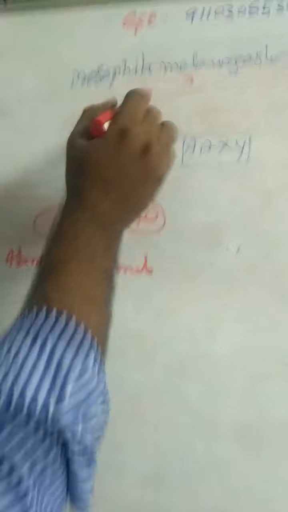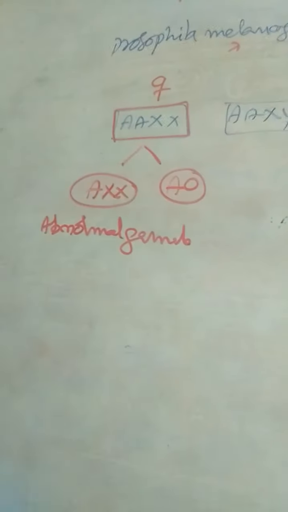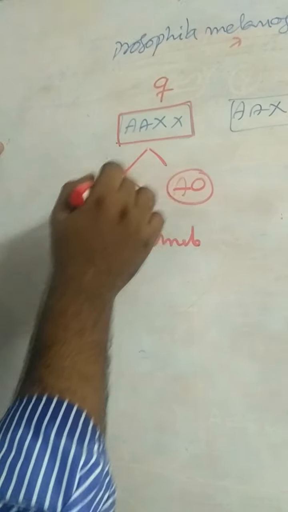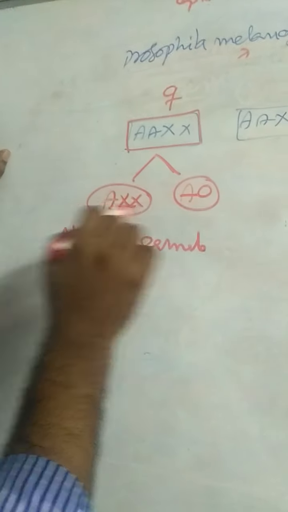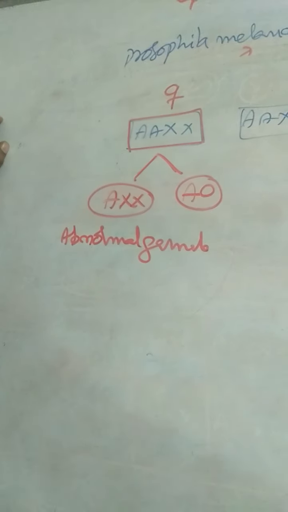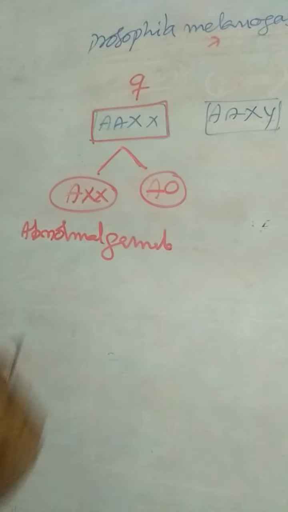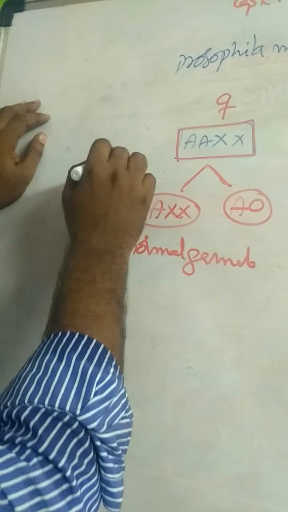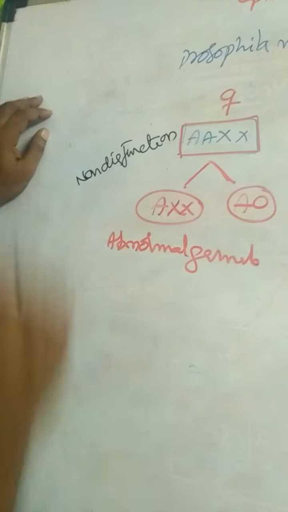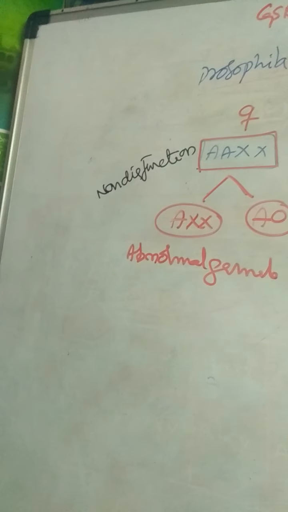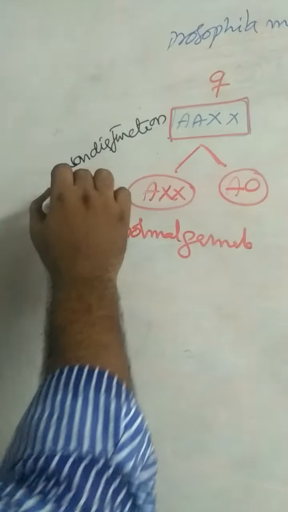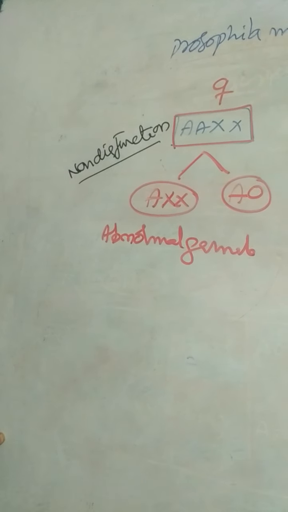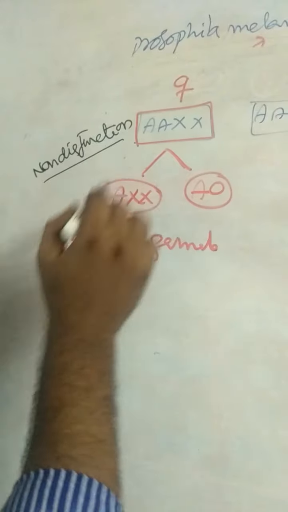Here, for example, this is a female. The female produces abnormal gametes. So during gamete formation, there is unequal distribution of chromosomes. Unequal distribution of chromosomes is called non-disjunction. What is non-disjunction? Unequal distribution of chromosomes that takes place during gamete formation. Why are abnormal gametes formed? Due to non-disjunction. These are the abnormal gametes.